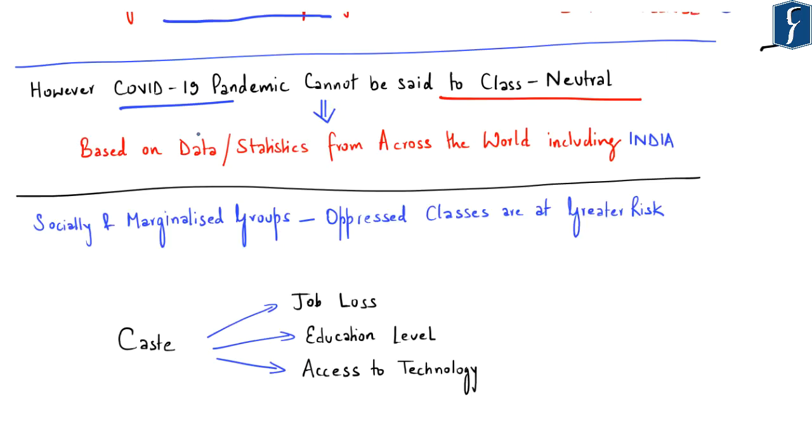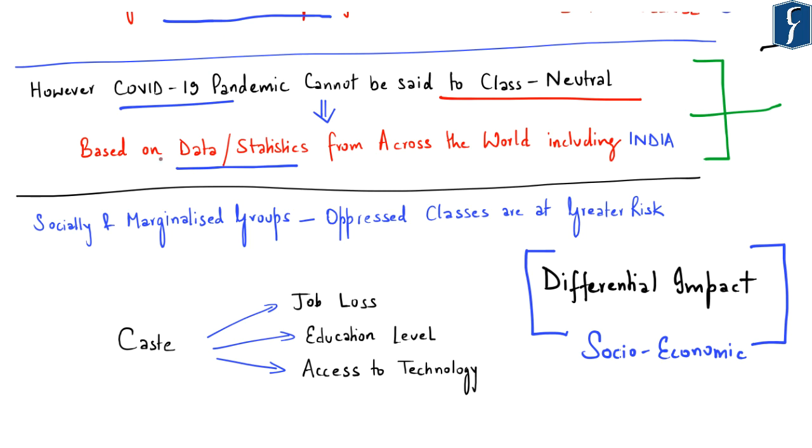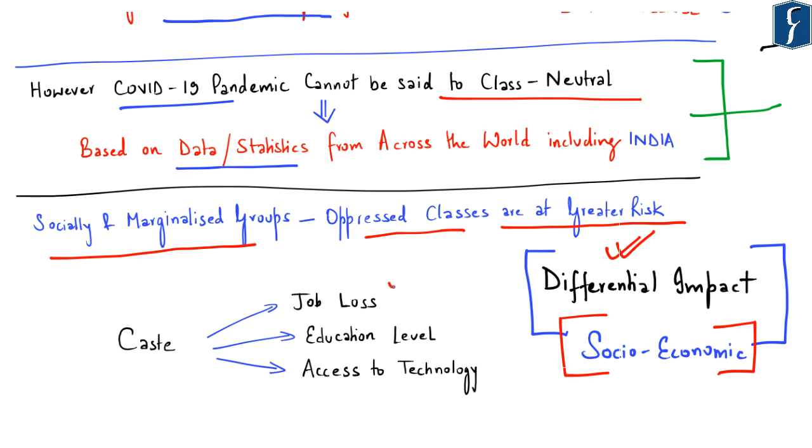So the authors have said that based on certain data and statistics across the world, including India, COVID pandemic has impacted the lower sections of the society more as compared to the higher section. So in this regard, the authors have said that socially and marginalized groups as well as the oppressed class are at greater risk, especially in India. And accordingly, this aspect of differential impact of COVID-19, especially pertaining to socio-economic aspect, has been dealt with respect to job loss, education level, as well as access to technology, based on how COVID-19 has impacted different caste of India.